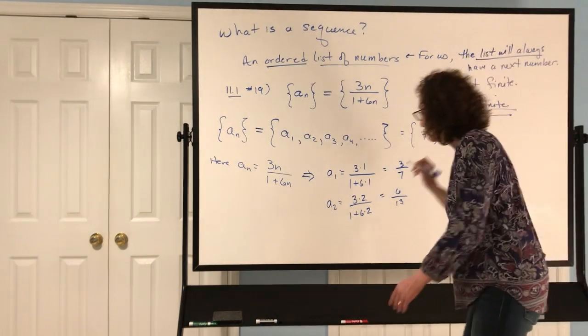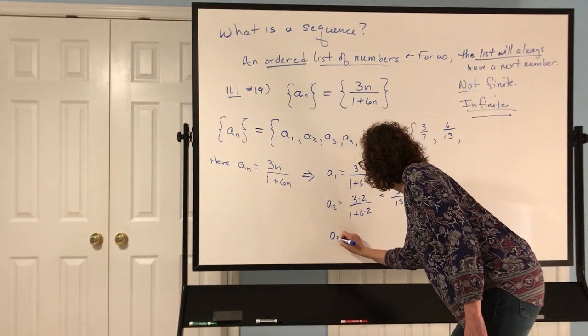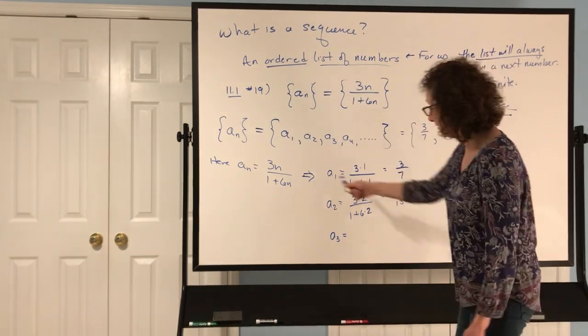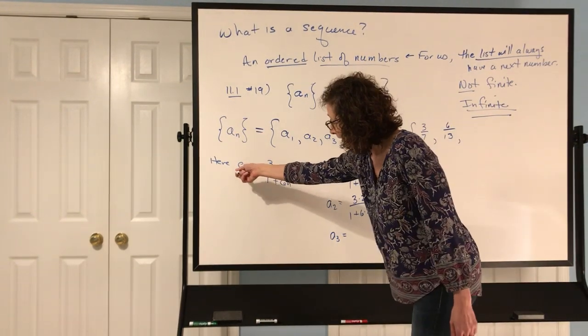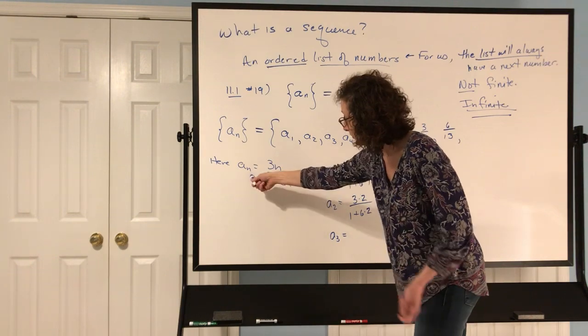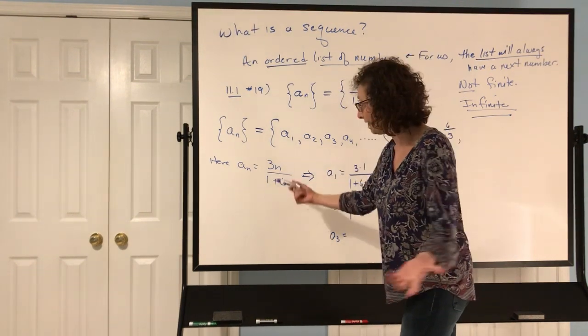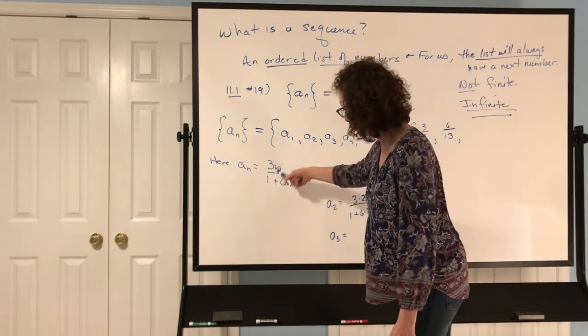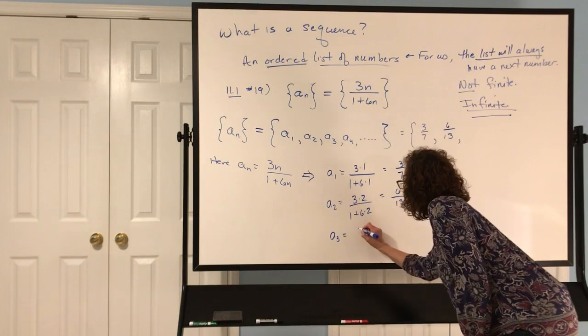Okay, what about a sub 3? A sub 3, right? Again, what does that mean? I want to know what number comes out of this expression when n is 3, right? So just like function notation, I put in a 3 everywhere I see an n, right? So what do I get?